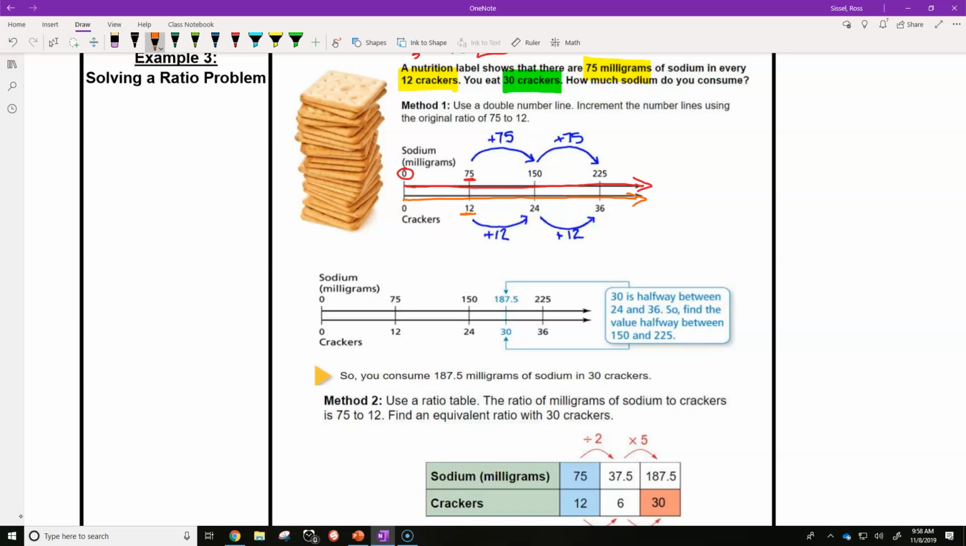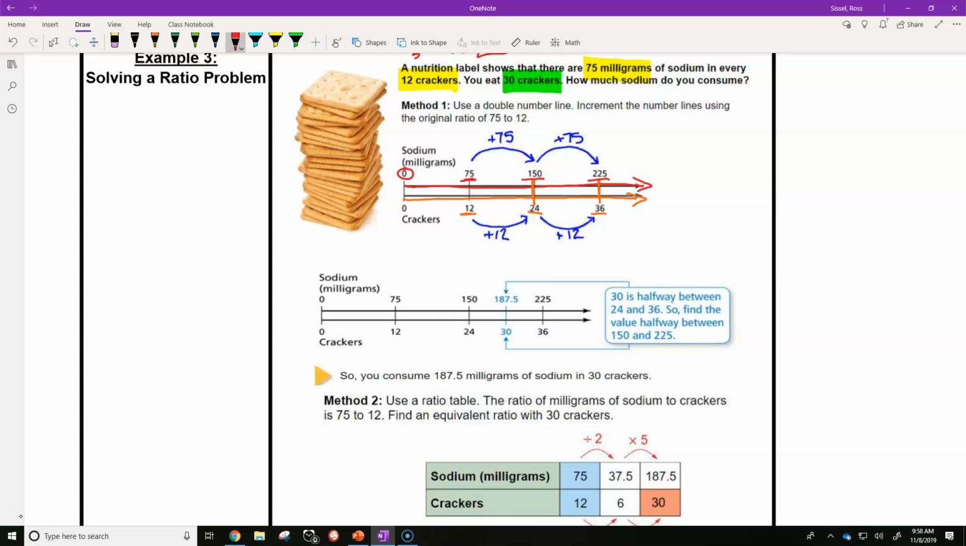A number line, honestly, is very helpful when you're adding your ratio. So they said if I went from 12, the next step is 24. The next step is 36. Which means on the sodium, I'm going to add the sodium. 75, 150, 225. To be honest with you, adding the ratio is something we usually struggle with on the table.